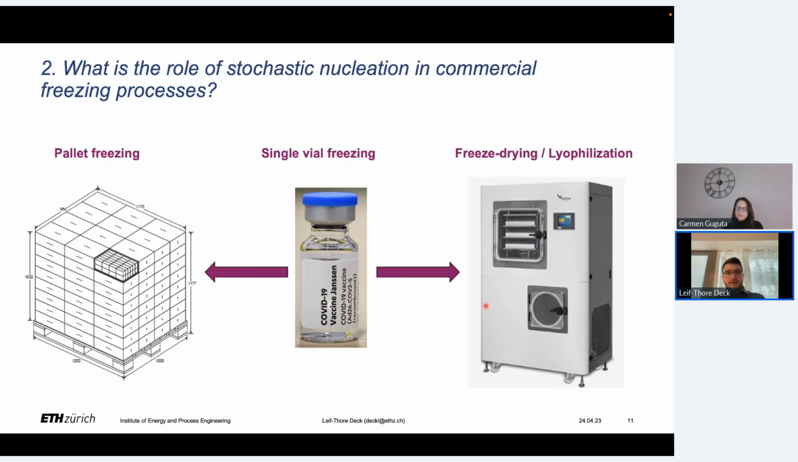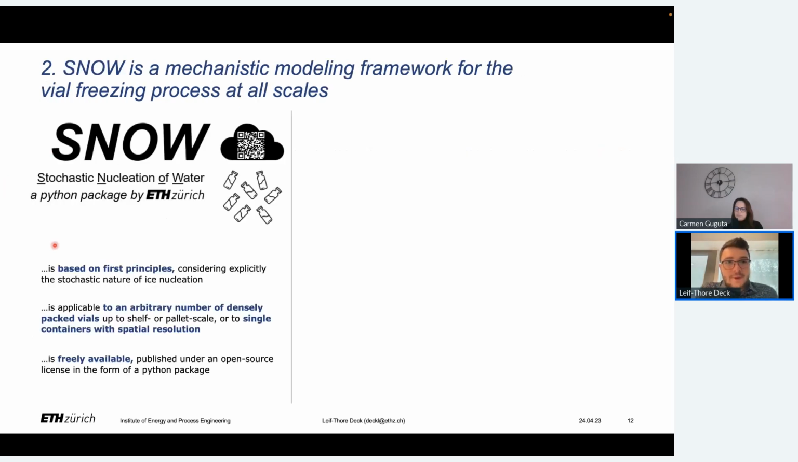Now, that being said, now that we are confident of the model that we have to describe stochastic nucleation, we can look into the commercial freezing process. So far we had single vial freezing, but now we want to look into the commercial scale freezing process. And for this, I would like to introduce SNOW, short for stochastic nucleation of water, which is the mechanistic freezing model that we have developed, and which we provide open access in the form of a Python package.